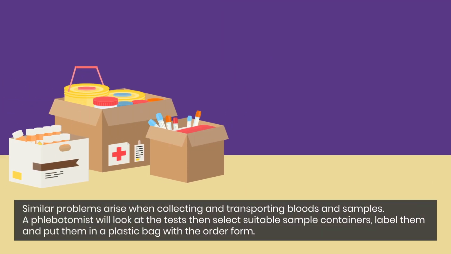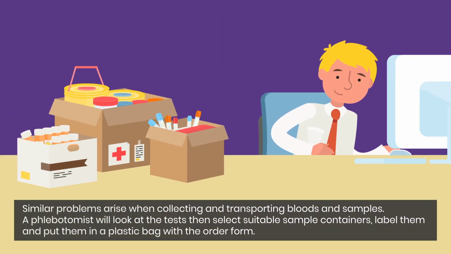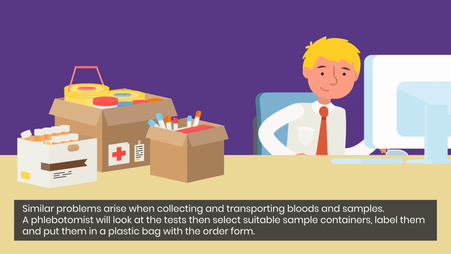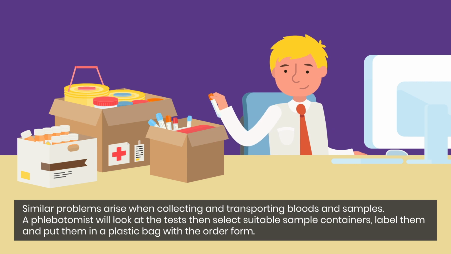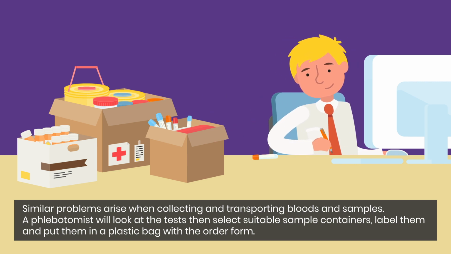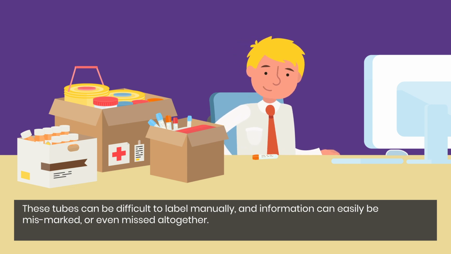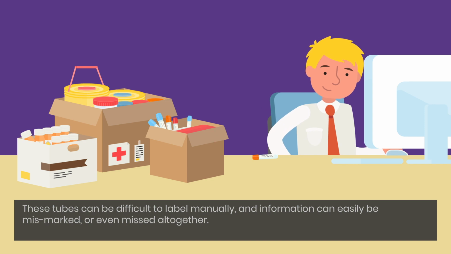Similar problems arise when collecting and transporting bloods and samples. A phlebotomist will look at the tests, then select suitable sample containers, label them and put them in a plastic bag with the order form. These tubes can be difficult to label manually, and information can easily be mismarked or even missed altogether.